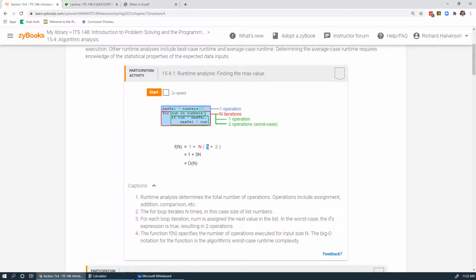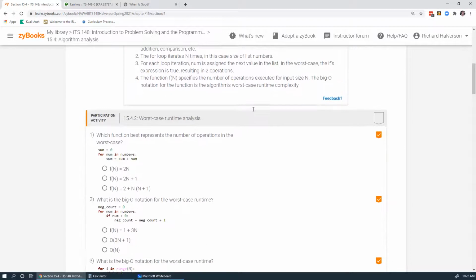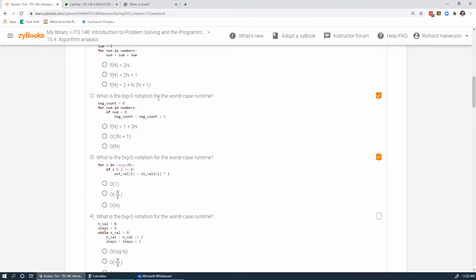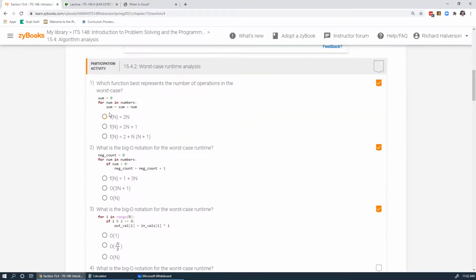And so that's this one, and then plus 2 means the if is going to be evaluated, and then the assignment is going to take place, and that's 2. So we have 1 plus 3n. Again, it's just the biggest factor, the constants drop off, and it's O of n. So the worst case time analysis for a linear search is O of n. That's the worst case. So here we're just going through and seeing that we understand this.